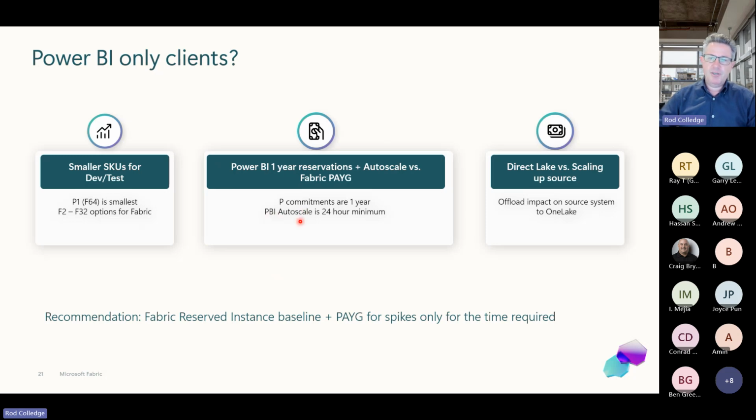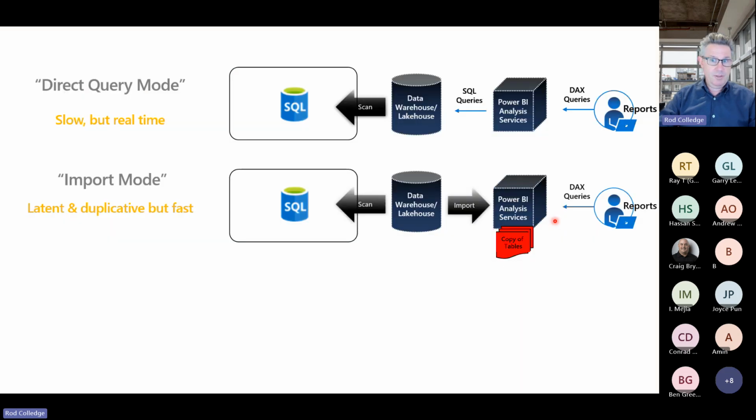You also have the option of pay as you go now with F SKU. Previously you had to commit to a year with a P1 or above SKU. And we also have the option of Direct Lake mode in Power BI, which is a big feature if you haven't heard of it. This could reduce the impact on source systems and also the price of sizing your source systems. I'm sure you've seen this before, but just to recap.